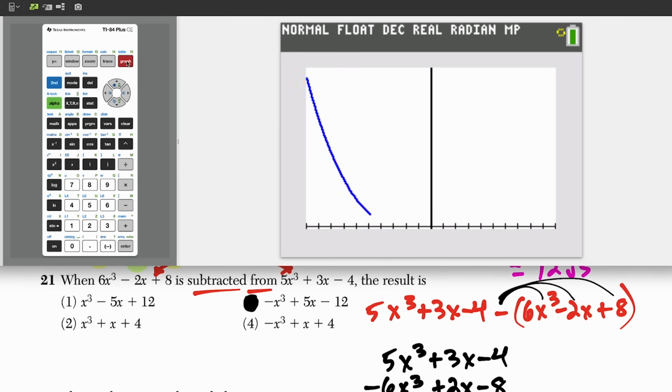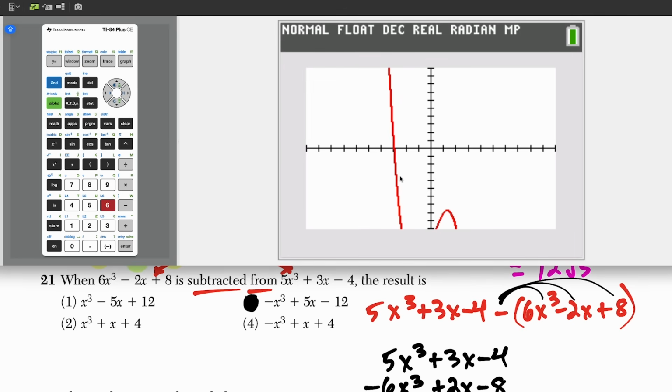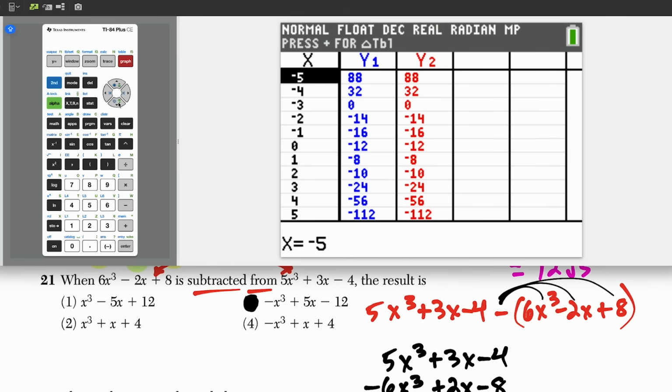Okay, so I press graph, and you see how both graphs overlap. I'll press zoom 6 to put this back to normal, but the graphs overlap. The second graph shows us that the y values match for each value of x. So choice 3 is definitely correct.